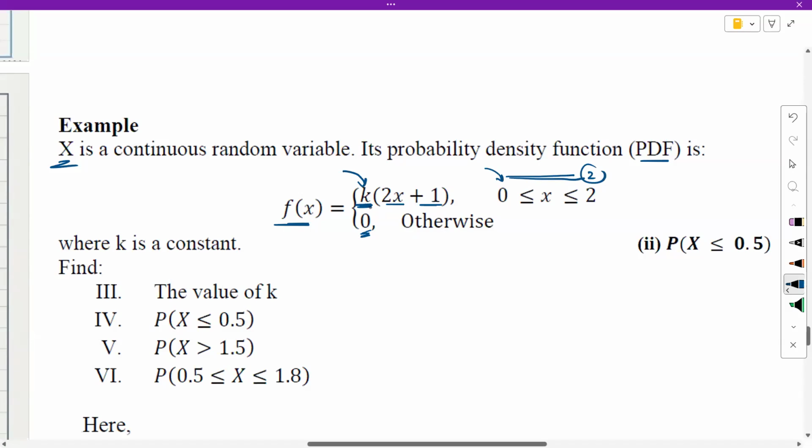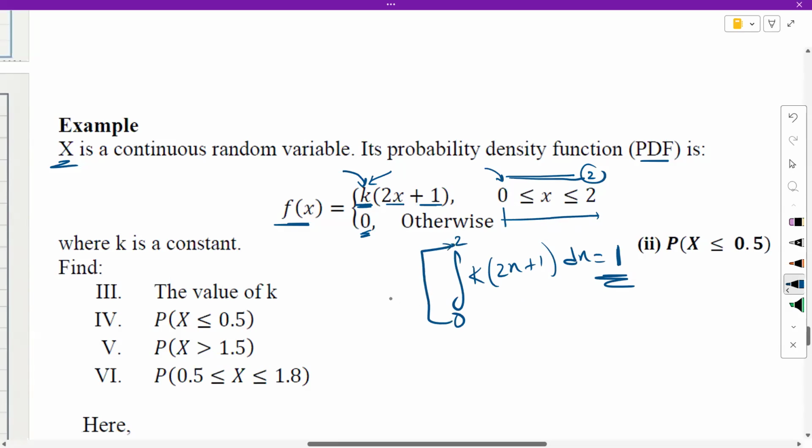Now, we have to find the constant k. How do we find it? We know the rule. What is the rule? The area between 0 and 2 of k(2x plus 1) dx equals 1. This is the probability rule, total area. The x ranges from 0 to 2, and the area under this interval equals 1.